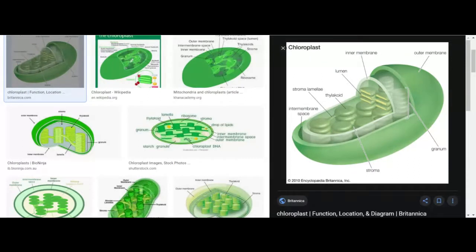So this part is utilized for the production of glucose or sugar by the process of photosynthesis, and this green part of the chloroplast is present only inside plant cells, not in animal cells. So therefore they are used for the production of food.